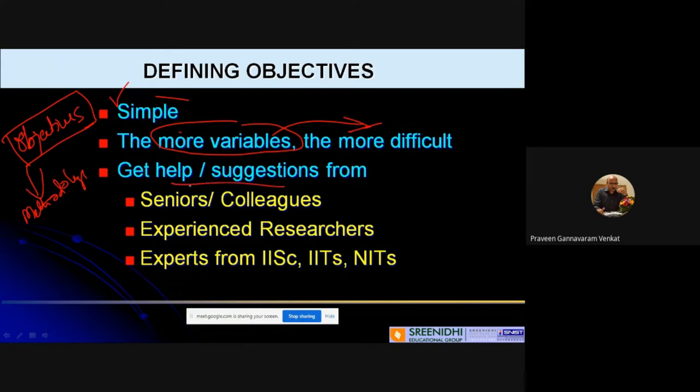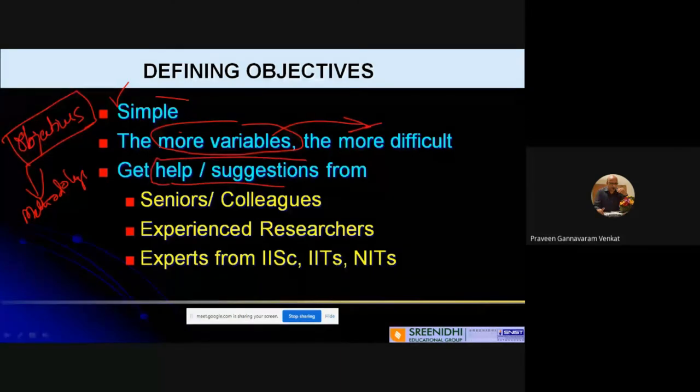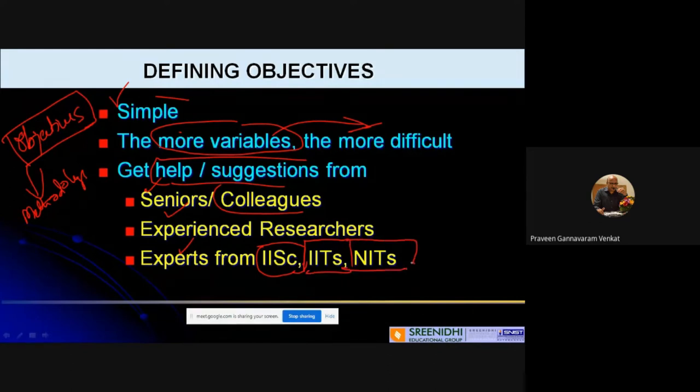You can get suggestions from your seniors, colleagues, experienced researchers or experts. When pursuing our PhD program, we have to visit some institutions like IITs and NITs and meet the people there who are experts in that particular domain, and get some help in framing our methodology to fulfill these objectives. So we have to discuss with people who have great exposure in that particular domain.